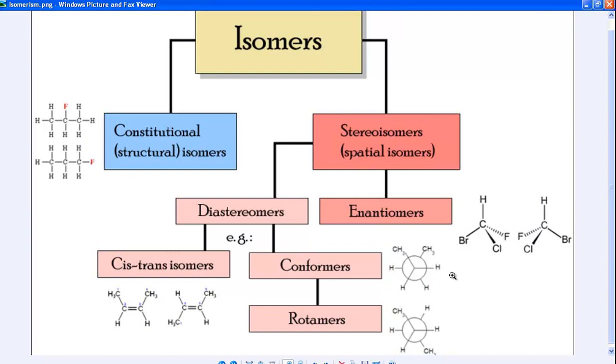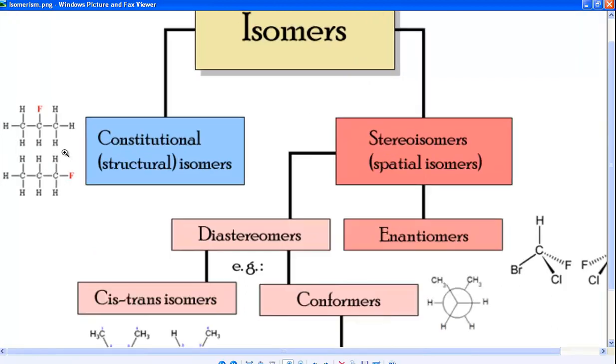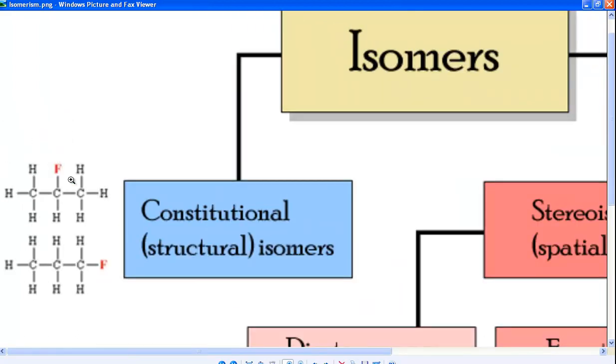To show you an example, here is a picture that demonstrates the different kinds of isomers. In structural isomers, the atoms and the functional groups are joined together in different ways. So, for example, on the left here we can see that we have two compounds where the only functional group that is different is the F that is attached to the carbon, in terms of the location. This is an example of a structural isomer.